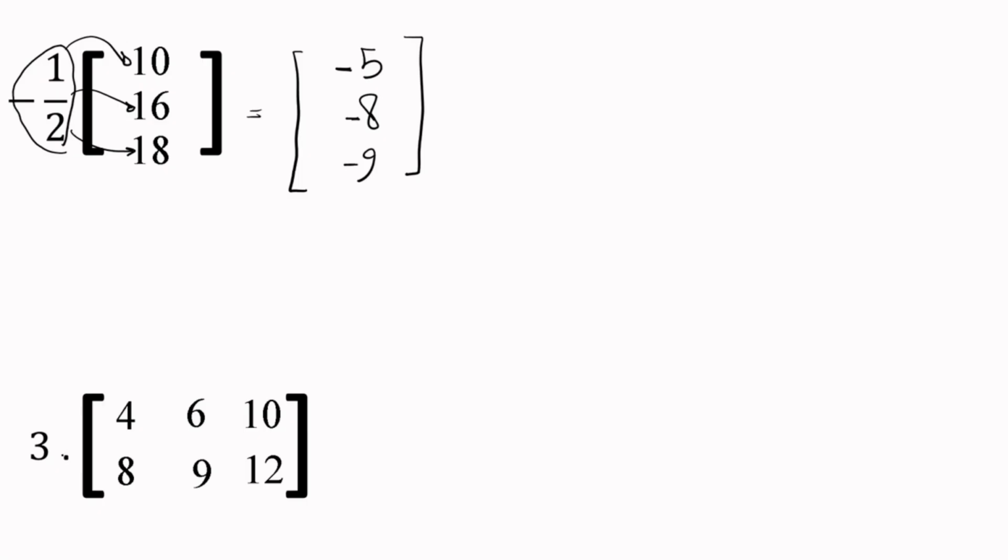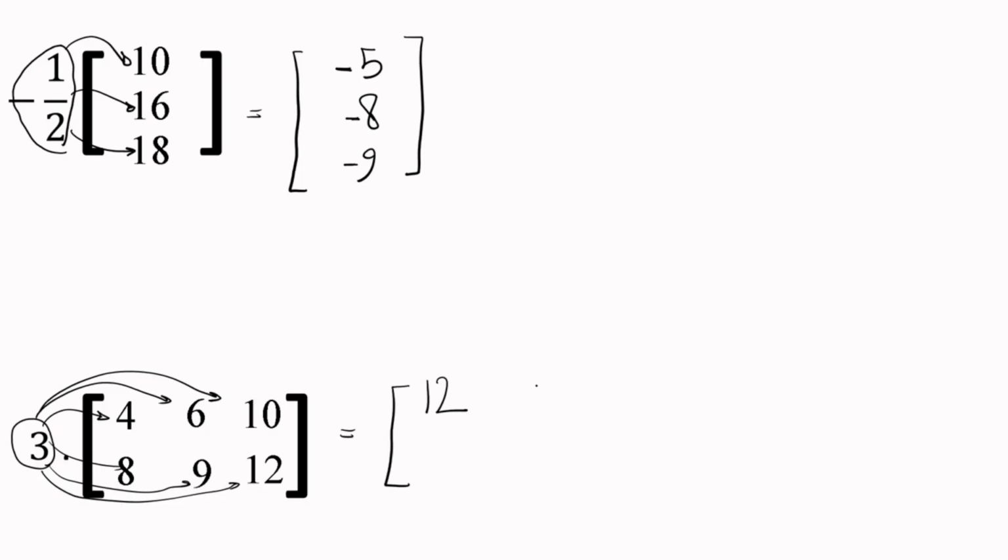Here, 3 is multiplying by this matrix. So it must be multiplied by each single element inside this matrix. What am I going to have? 3 times 4 is going to be 12. 3 times 6 is going to be 18, 30, 24, 27, and consequently 36.